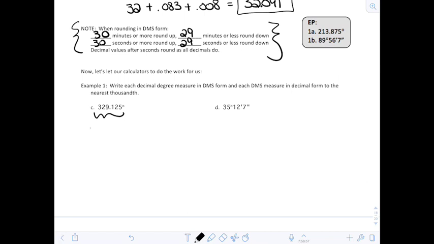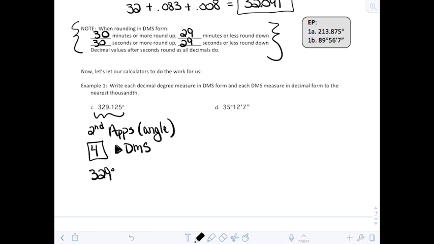So 329.125, and then I want you to go to second, apps, which is going to activate angle. And if you see choice number 4, you'll see an arrow like this, and it says degree, minute, second, or DMS. So you want to choose 4 and hit enter. And when you do, on your screen, it's going to show you 329 degrees, 7 minutes, and 30 seconds. Just a few simple clicks.